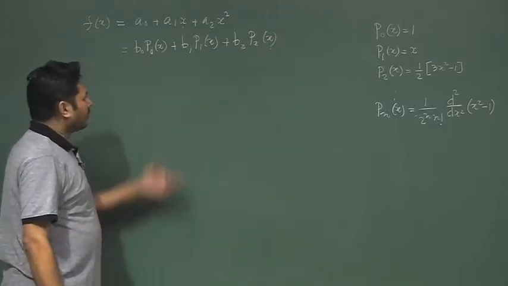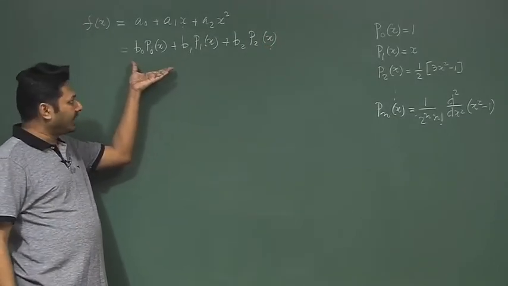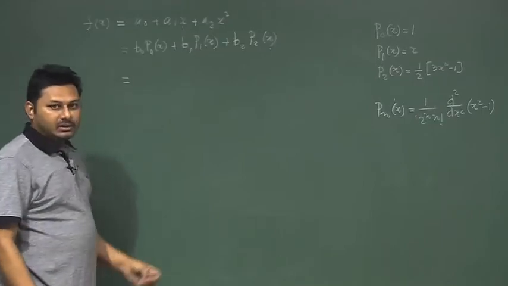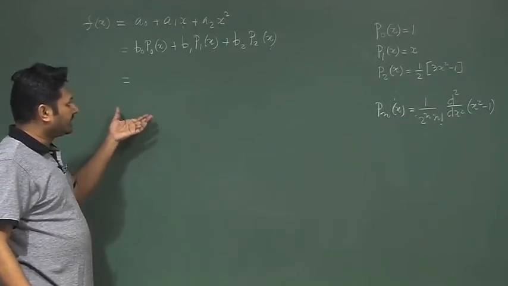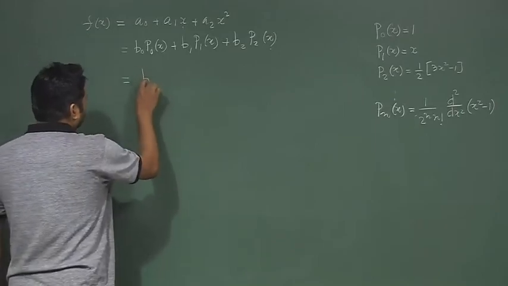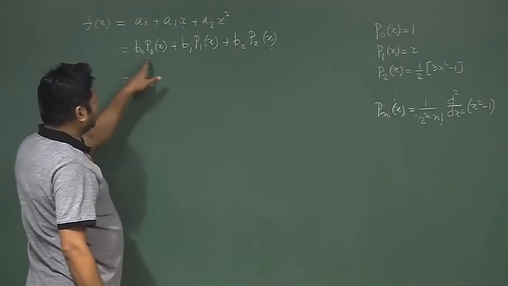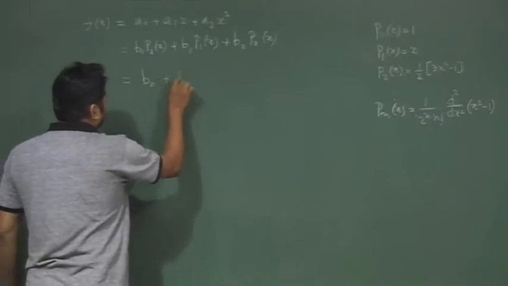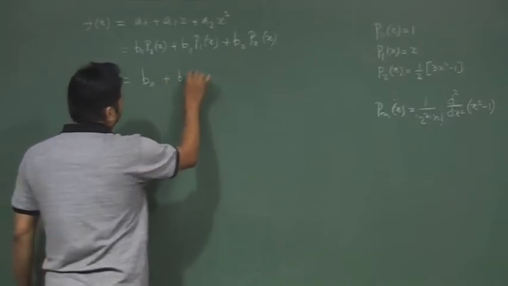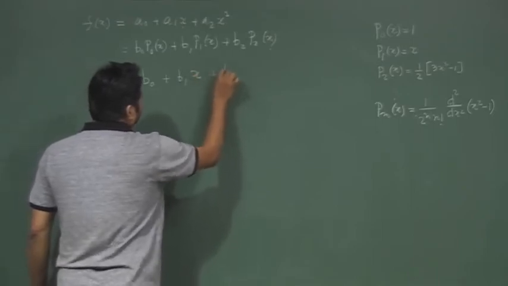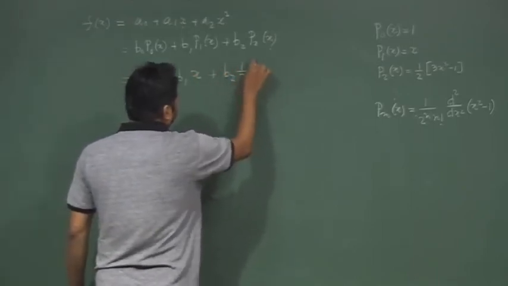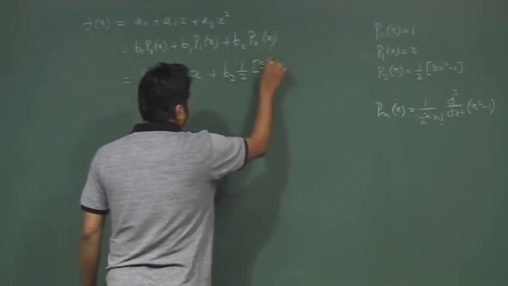How to do that? Quite simple. I believe all of you can already find the scheme in your mind. So, how to do that? I will just expand this P0. Here P0 is 1, P1 is x, no problem with that, and P2 is defined as this.